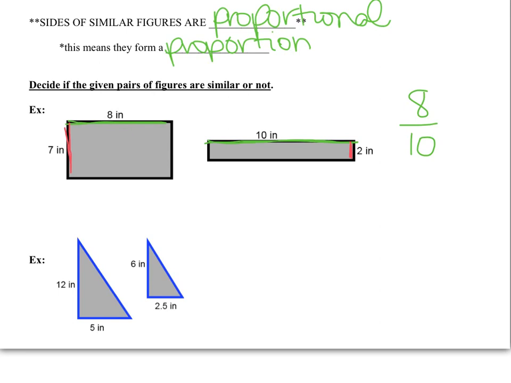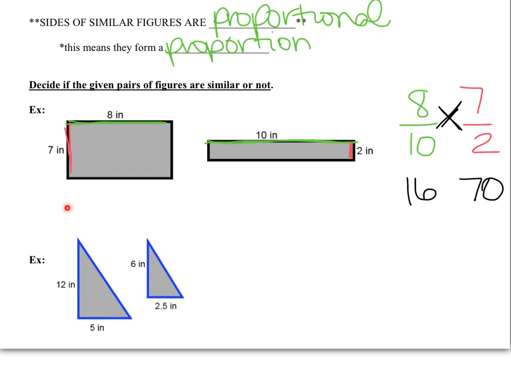Now here I have to put 7 on top because 7 and 8 came from the same rectangle, so they kind of have to match up with where I put them. And 10 and 2 come from the same rectangle, so I'm going to put the 2 on the bottom. So now if those two ratios, the green ratio and the red ratio, form a proportion, then I can say that those two rectangles are similar. So to check that, I'm going to cross multiply. If I do 8 times 2, I get 16. But if I do 7 times 10, I get 70. Since the cross products aren't equal, they don't form a proportion, which means that this bigger rectangle right here is not similar to the smaller, skinnier rectangle.